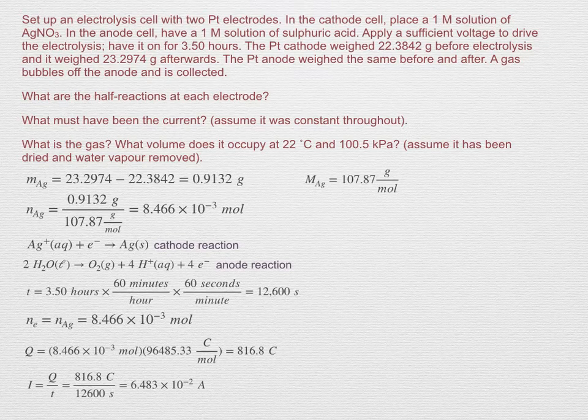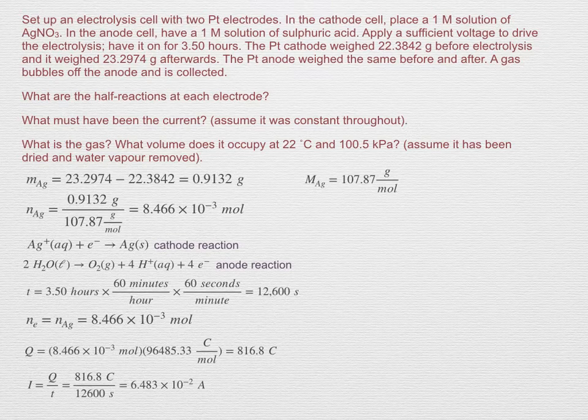Now for the last part. What is the gas? Well, clearly from the half reaction, it is oxygen. How much of it has been formed? Well, we know that 8.5 millimoles of electrons were transferred at the cathode, and the exact same amount must also pass through the anode. The current must be the same throughout the circuit.